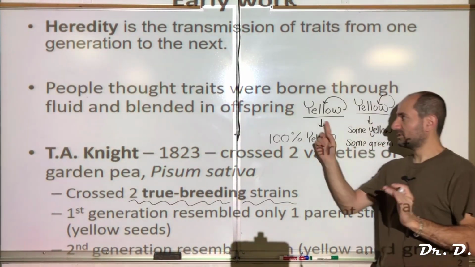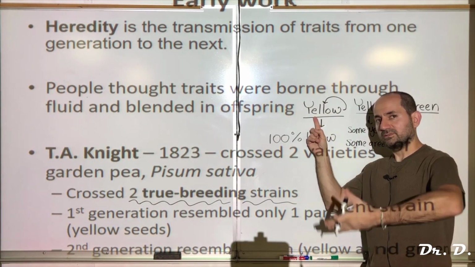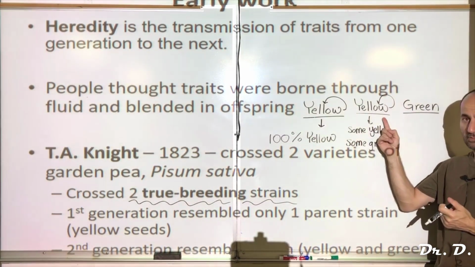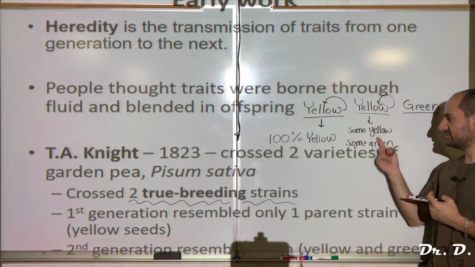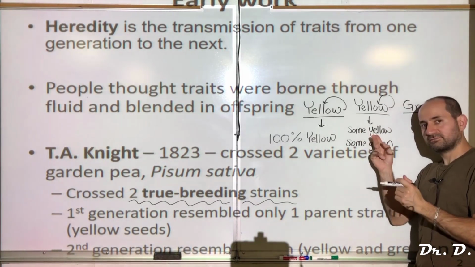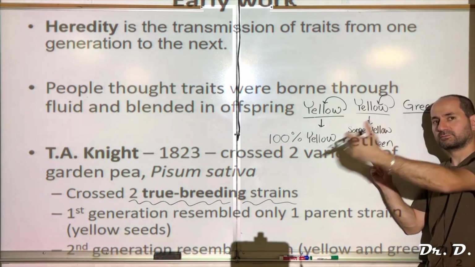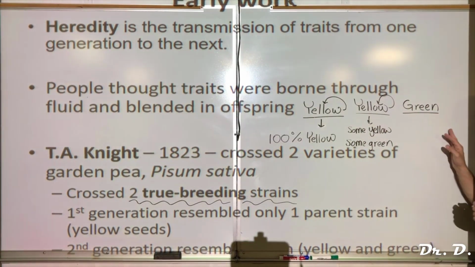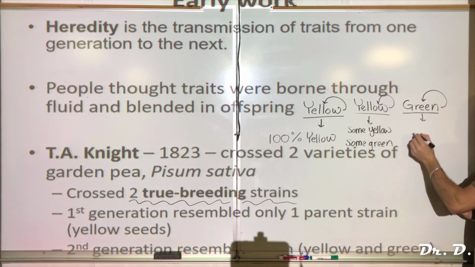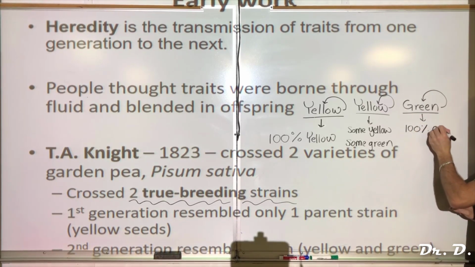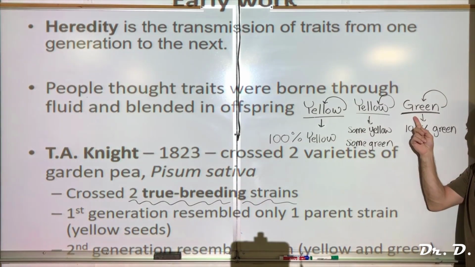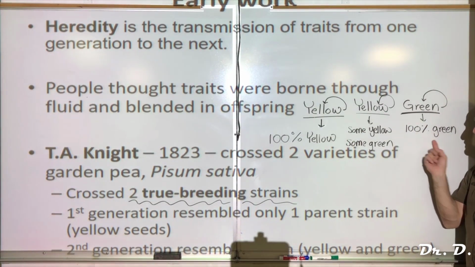But again, how did this work? Some of his yellow pea plants, if you allow them to self-fertilize, would give yellow pea offspring. But some of his yellow pea plants, if you allowed them to self-fertilize, would give yellow and green peas. I'm not talking yellowish green. I'm talking some of their offspring would be yellow, some would be green. And to make things even trickier, he had green pea plants, and when he self-fertilized those, they were always 100% green.